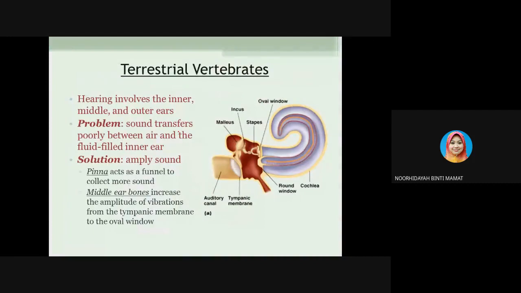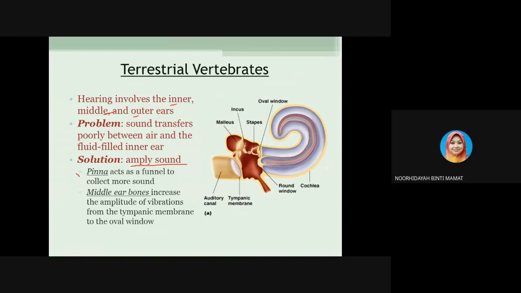While in the terrestrial vertebrates, the hearing will involve all of the parts of the ear: the inner ear, middle ear, and also the outer ear. But the problem is the sound transfer between the air and the fluid in the ear is really poor. So what is the solution for this problem? It will amplify the sound, it will strengthen the sound.